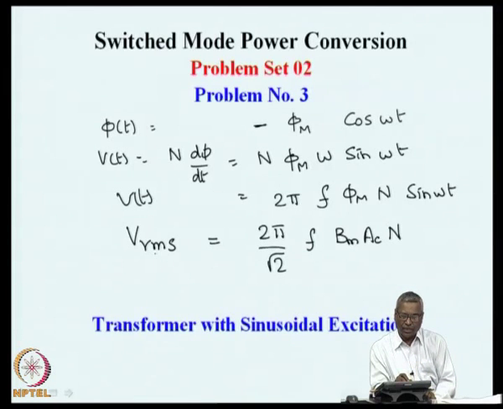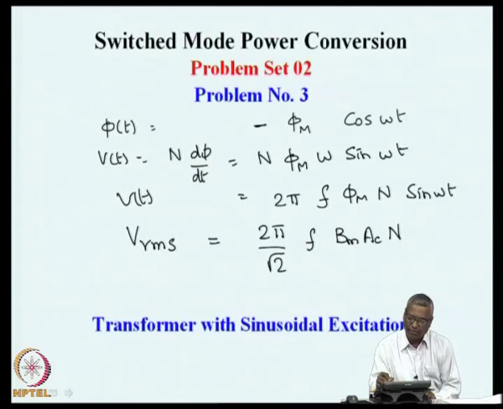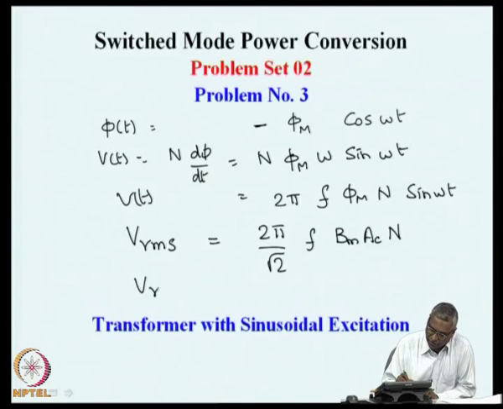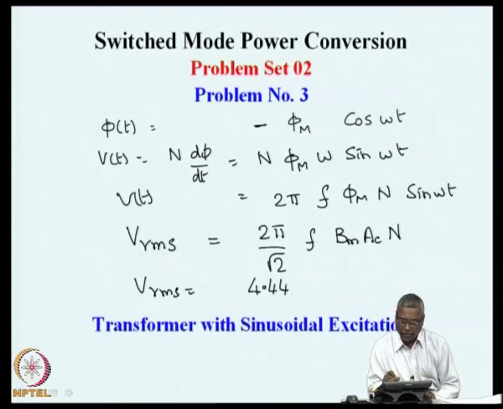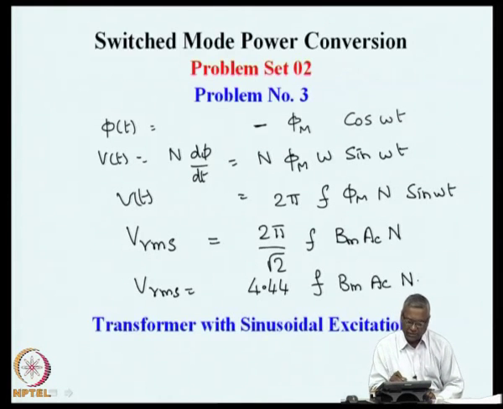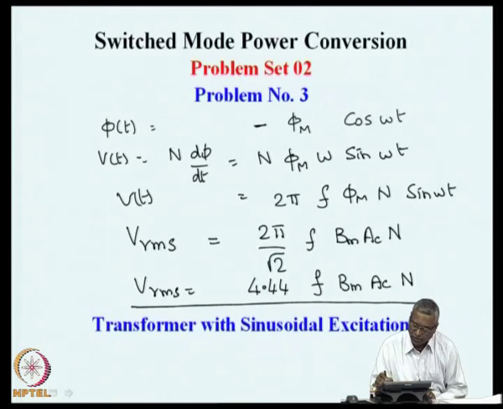Because we are talking about RMS, RMS is nothing but the peak divided by root 2. This can be written as V RMS is 4.44. This first term, 2 pi by root 2, is 4.44, so V RMS is 4.44 f Bm Ac and number of turns. This is the famous voltage equation for a transformer.